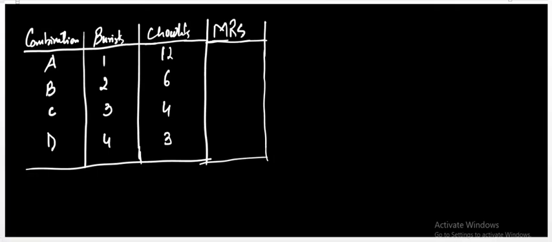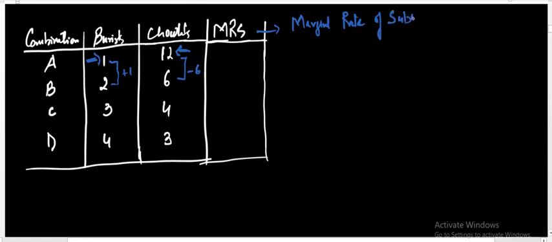See, what happens in this case is that to get an addition, initially I had in the very first basket 1 unit of the biscuit and 12 units of chocolates. So I wanted some additional units of biscuit, and to get the additional unit of biscuit, I gave up 6 units of chocolate. And this giving up of the chocolates to take up the biscuit is known as marginal rate of substitution. Now the marginal rate of substitution in this case happened to be 6.